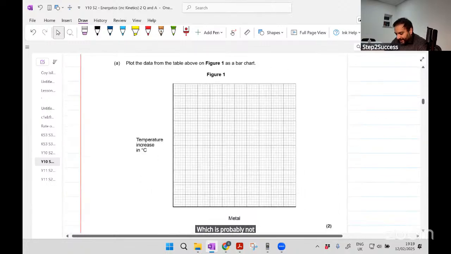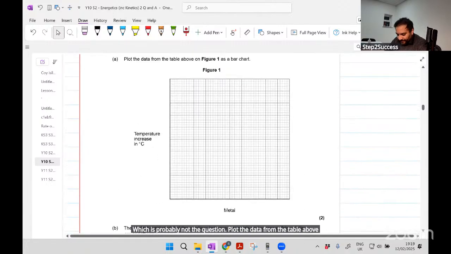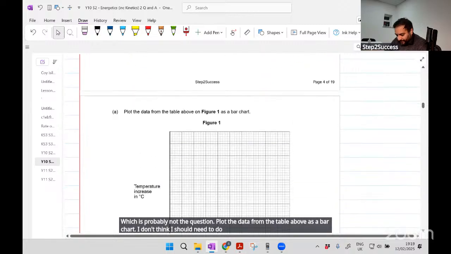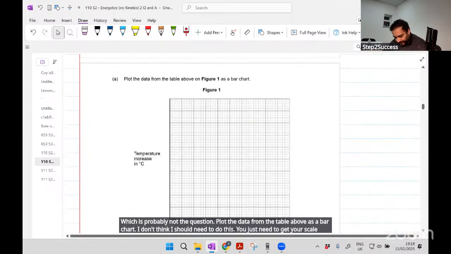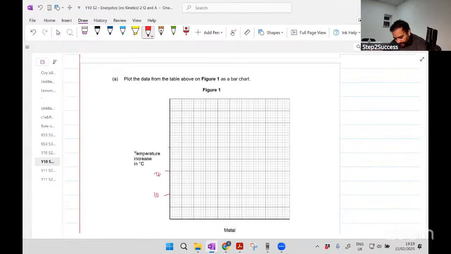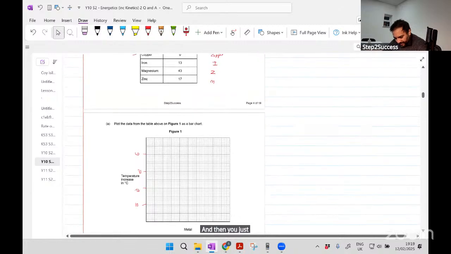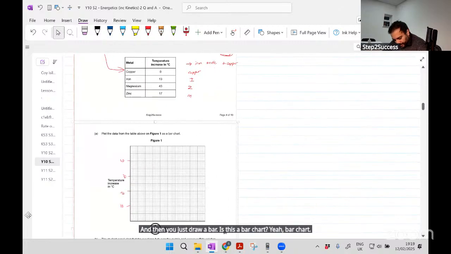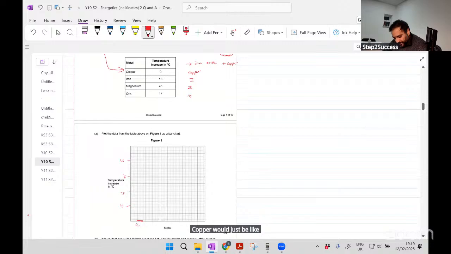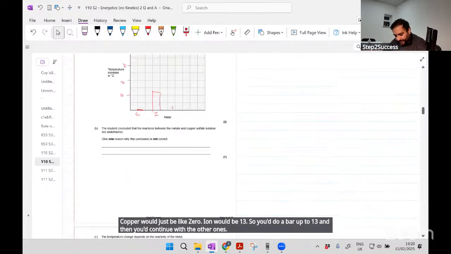Plot the data from the table above as a bar chart. I don't think I should need to do this. You just need to get your scale correct. So you might do something like 10, 20, 30, and 40. And then you just draw a bar. Yeah, a bar chart. So copper would just be 0. Iron would be 13, so you'd do a bar up to 13, and then you'd continue with the other ones. That should be easy enough.